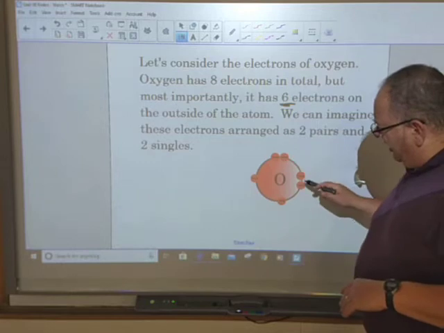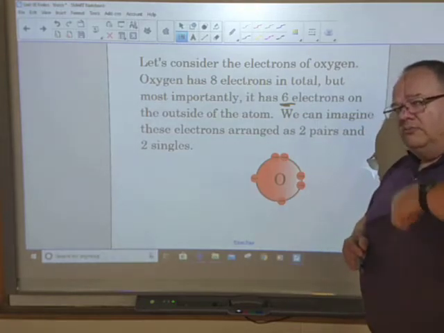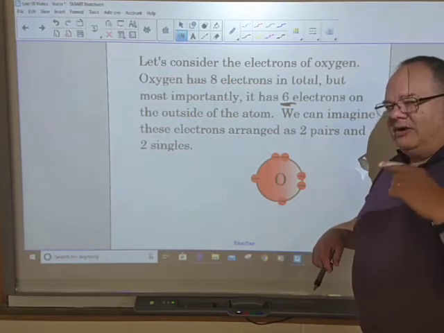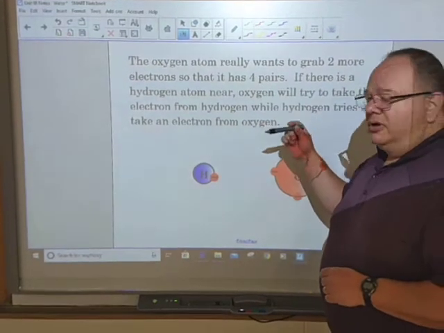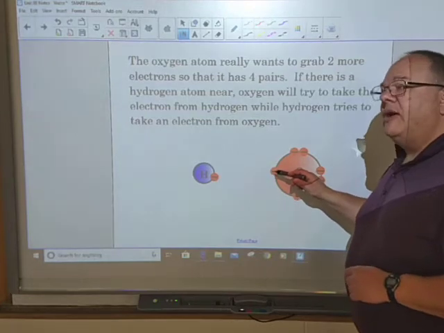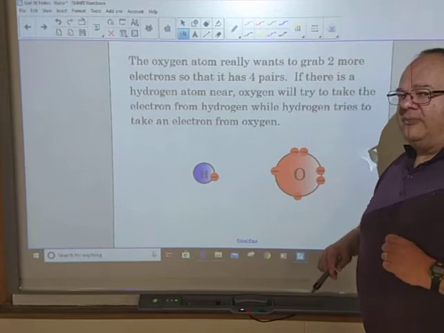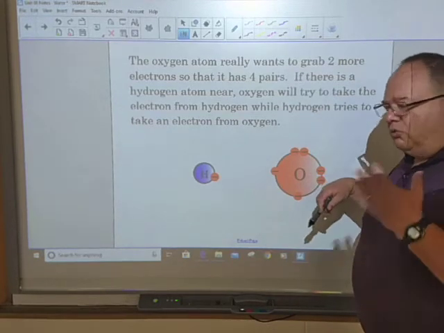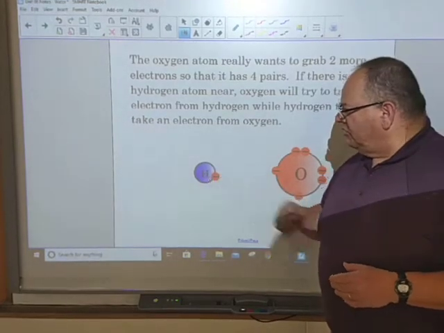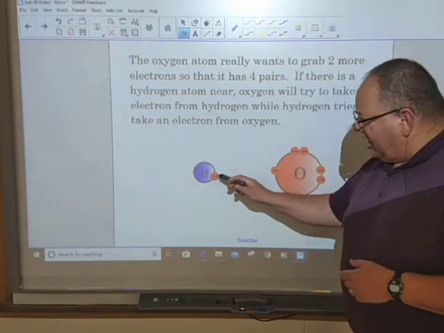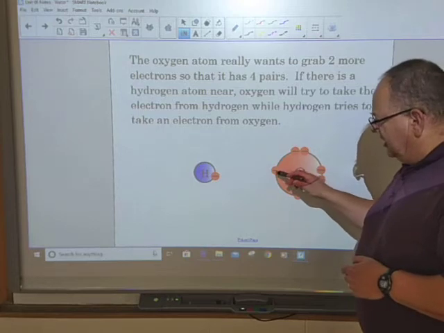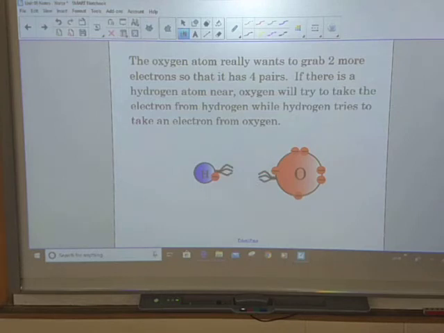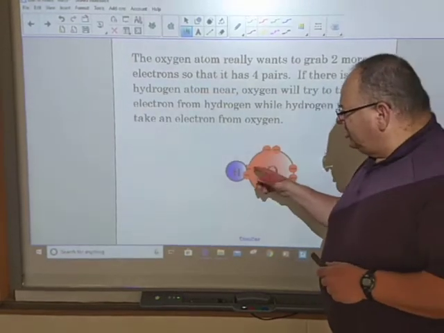I want you to think of them as 2 pairs and 2 singles. Maybe you're picking up on it already, but the single electrons are where we want to do something. What oxygen would really like is 4 pairs. So where there's a single electron, oxygen wants to grab another electron. Oxygen wants to fill up this circle with 8 electrons. So what if here's a friendly old hydrogen with its 1 valence electron, and here's oxygen. Hydrogen wants another electron, so it looks over and says, hey, there's an electron, let me try to grab that. Oxygen wants 2 electrons, but it says, well, there's 1, let me try to grab that. And so our hydrogen and oxygen try to take the electrons away from each other, and as a result, they get locked together by sharing a pair of electrons.